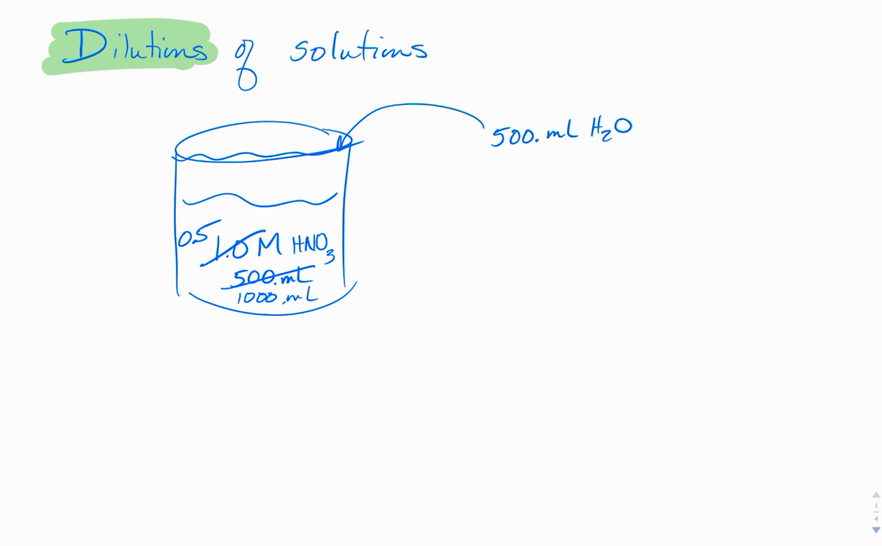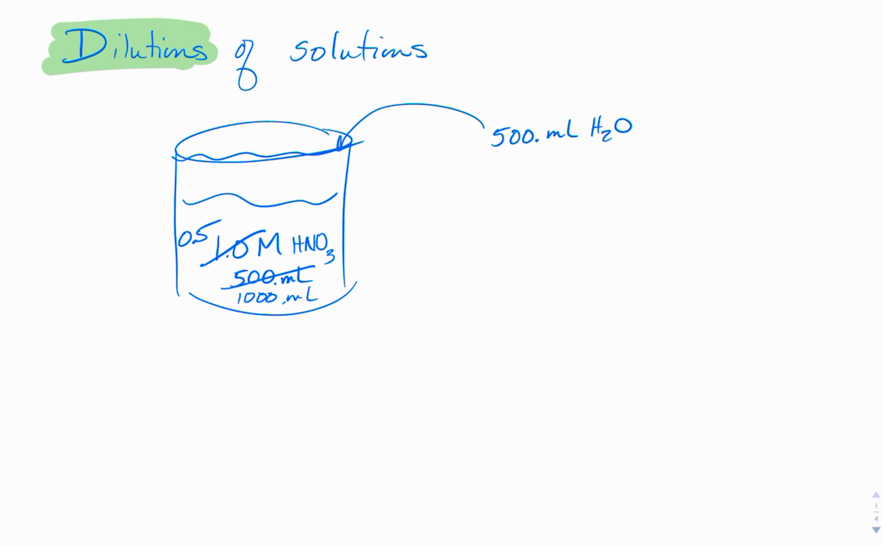So let's try an example of that, problem number 1. It says, what is the molarity of the diluted solution when diluted to the final volume? Your original solution is 1.00 liters of a 0.250 molar solution of iron 3 nitrate, and then it's diluted to a final volume of 2.00 liters.